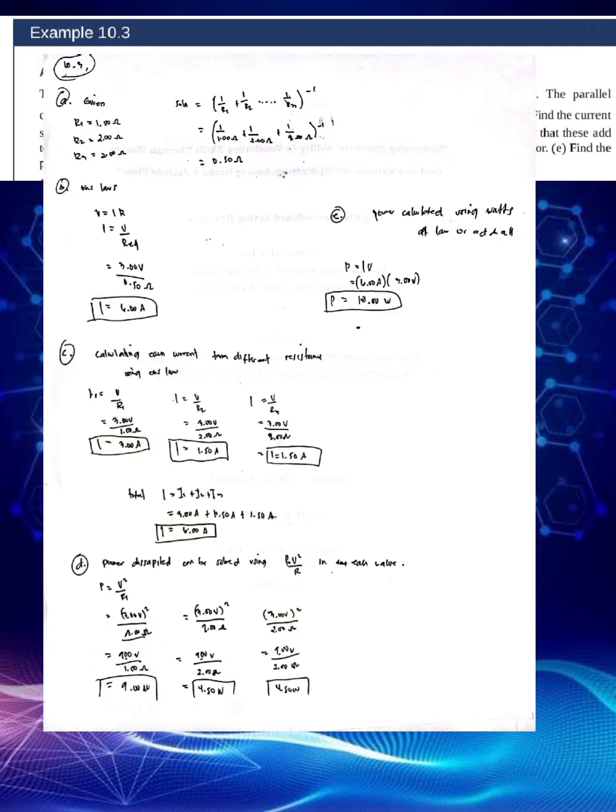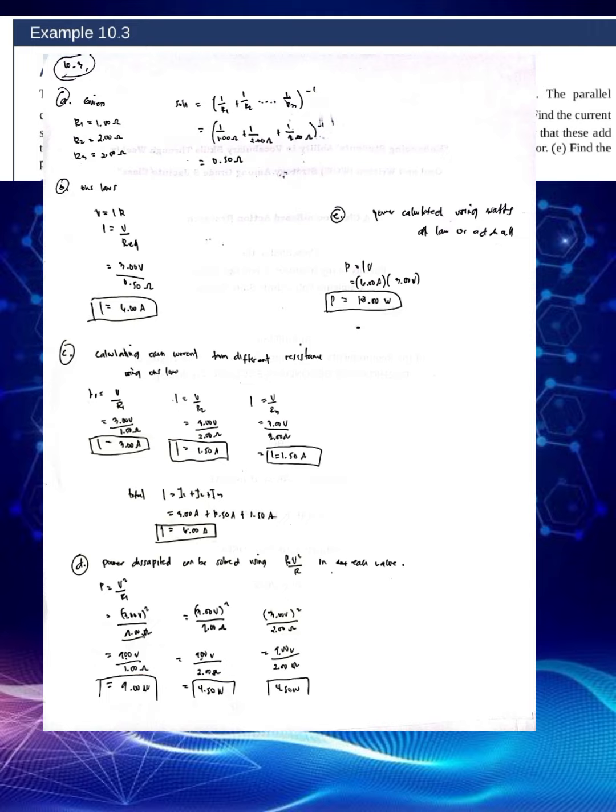And for the D, power dissipated can be solved using the equation of V squared divide R in each value. So equation of power is equals to volt square divide resistance. So our volt here is 3 volts. So we square this 3 volts, so we get 9 volts. And our resistance 1 which is 1 ohms. So solve 9 volt divide 1 ohms is equals to 9 watts.